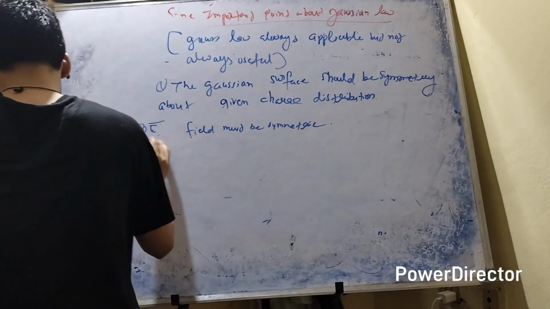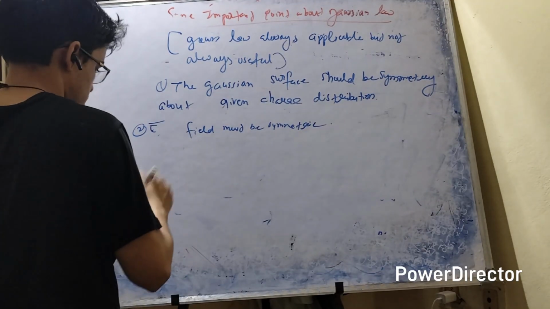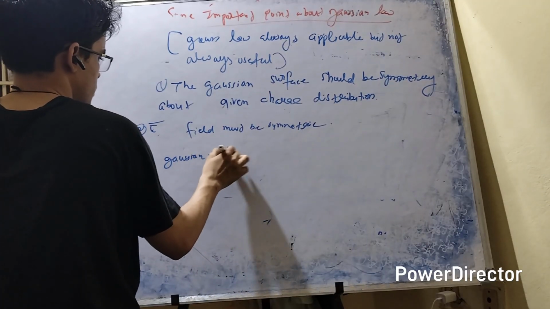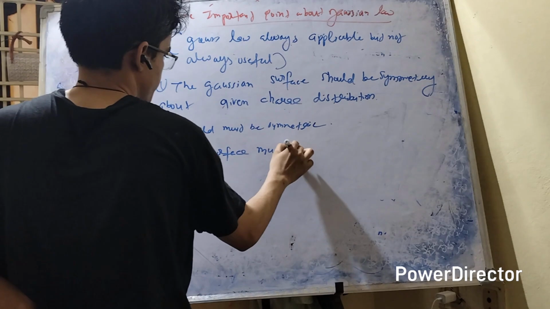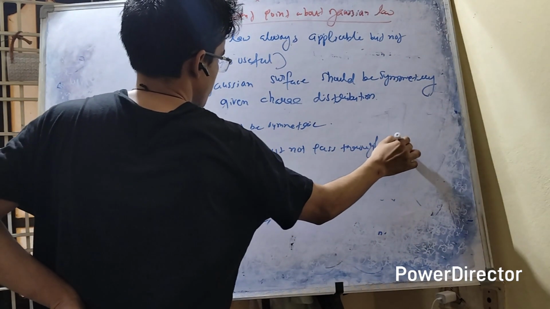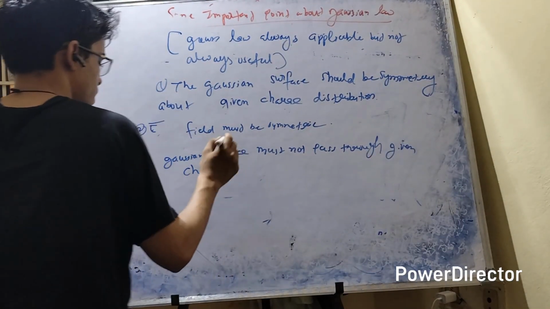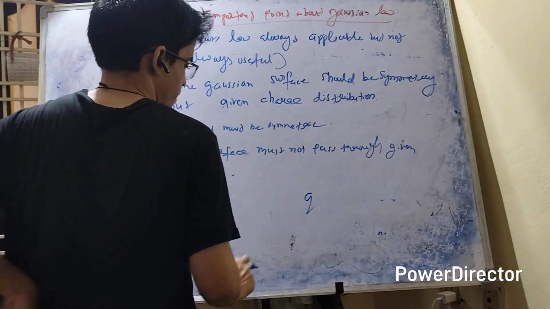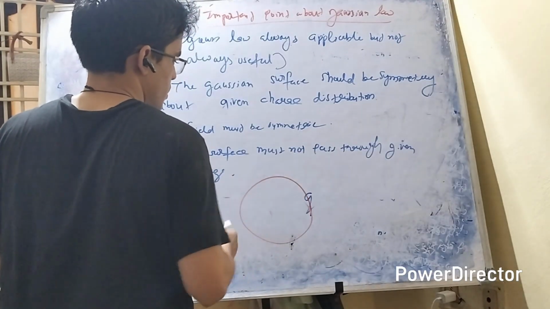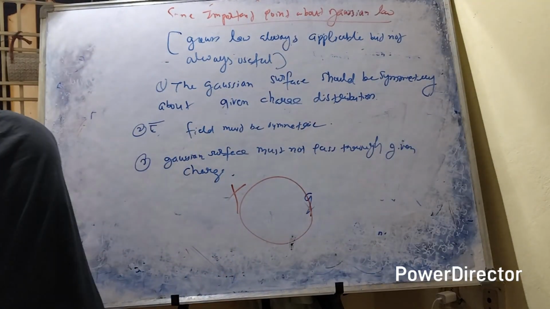Next, the Gaussian surface must not pass through any given charge. How? See, suppose I'm feeling this is a charge right here and I draw a Gaussian surface. You cannot draw a Gaussian surface passing through this charge, right? Here you cannot calculate flux, right? This is wrong.